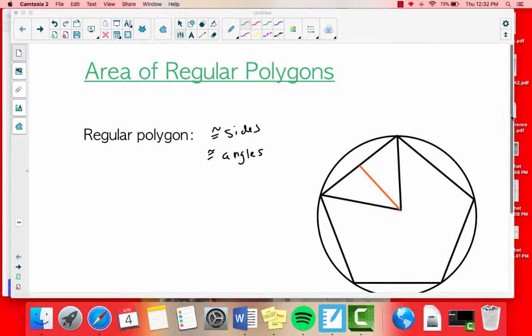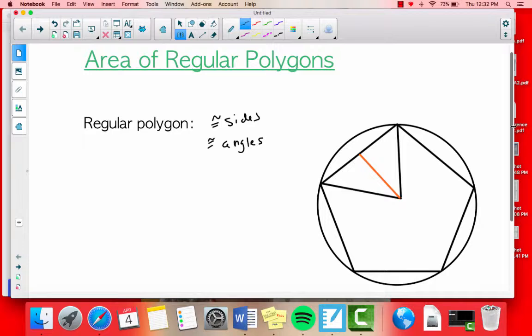The other thing I want to look at before we get started is this concept of having a shape inscribed in a circle. The reason I'm going to do that is because you're going to notice that a regular polygon has a lot of the same characteristics that we can pull from the things that we have in a circle. So what I've drawn here is a regular pentagon inside of a circle. And if you ever say that a shape is inscribed in a circle, please remember that that means every corner touches the edge of the circle.